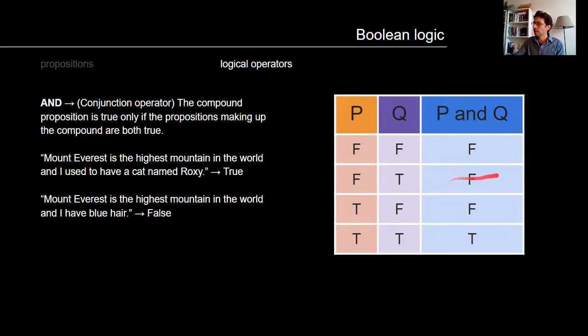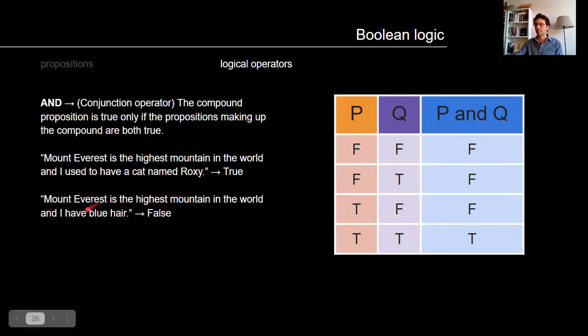Okay, look at the second row here. When P is false, Q is true, P and Q is also false. When P is true, Q is false, P and Q is still false. P and Q is true only when both of these propositions are true, like in this example. In this example here, both of the propositions are true, hence P and Q is true.